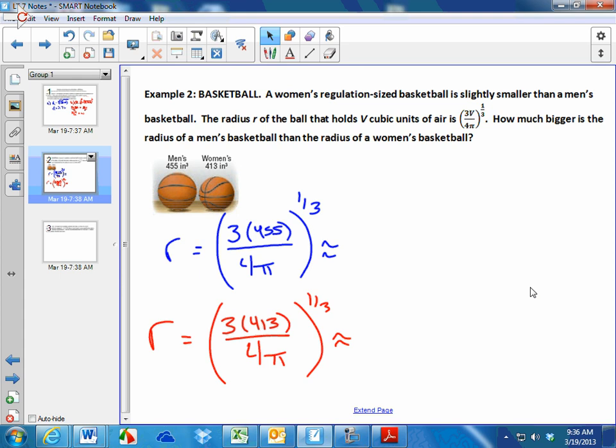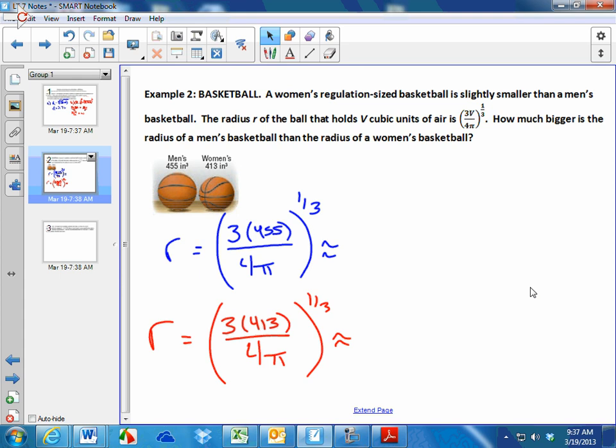This is a very intuitive button progression, but it's not correct because the calculator will follow its order of operations. And the way that this is written on the screen here is 3 times 455 divided by 4 pi. It's going to divide by 4 and then multiply by pi. Is that what we want it to do, or do we want it to divide by both of those numbers, 4 pi?